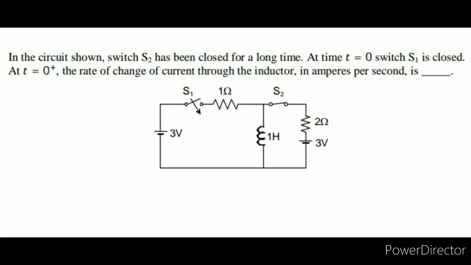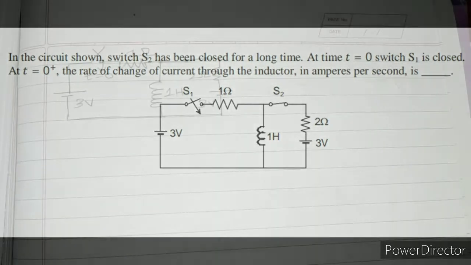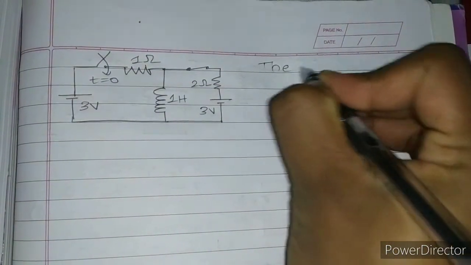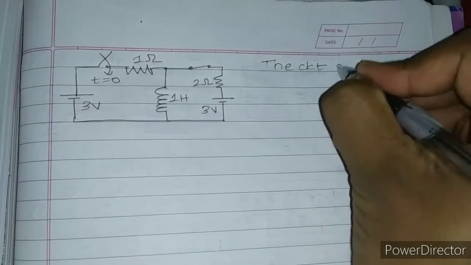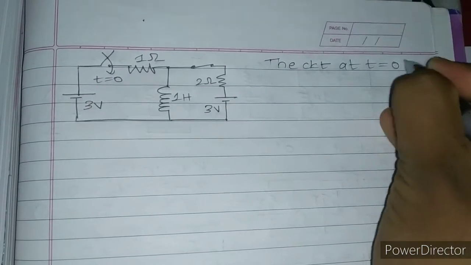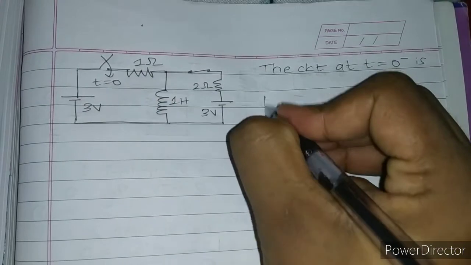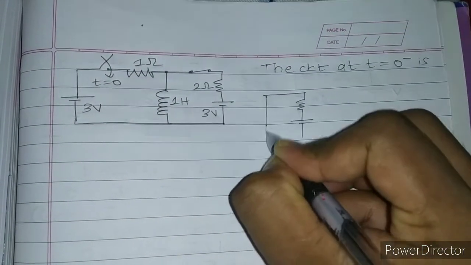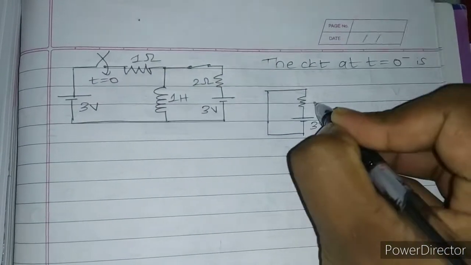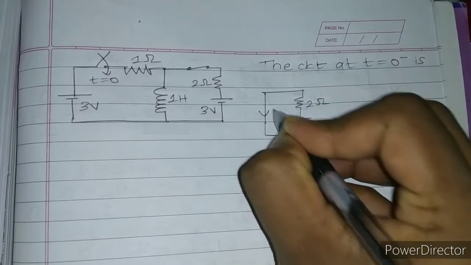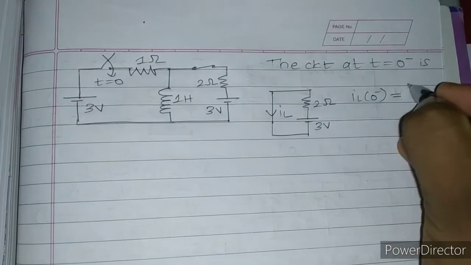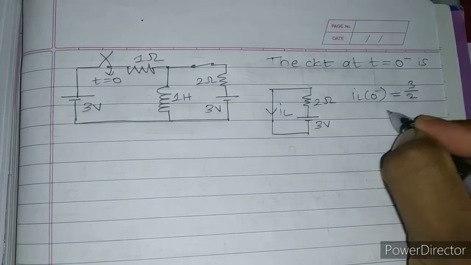In this question we have to find out the rate of change of current through the inductor. The circuit at t equal to 0 minus will be as shown. The inductor will act as a short circuit at steady state. Here is the 2 ohm resistor and the 3 volt battery, and the current flowing through this loop will be IL. So IL of 0 minus is equal to 3 upon 2, which is 1.5 ampere.